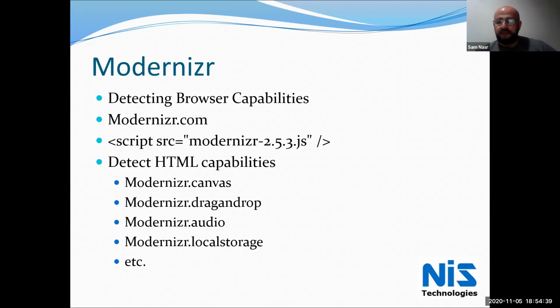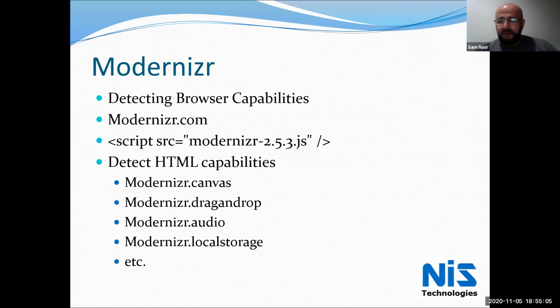And so if I want to see if a specific browser supports Canvas, for example, I would make a call to Modernizr.canvas. If I want to see if it supports local storage, there you see second from the last bullet point, Modernizr.localstorage. And I use that and it will return true or false depending on whether that browser supports that feature or not.